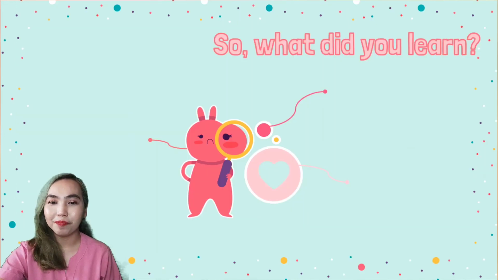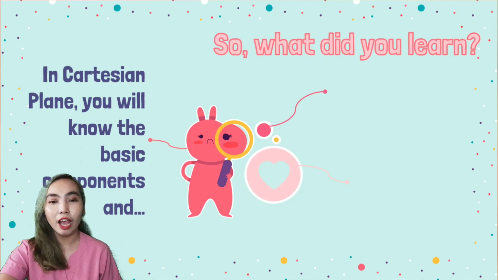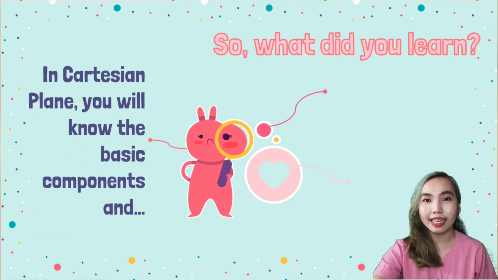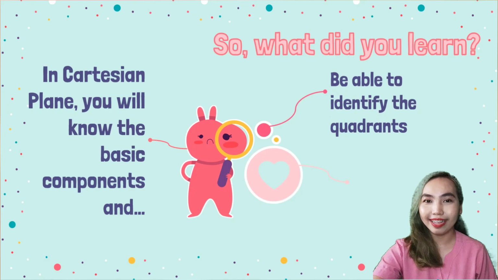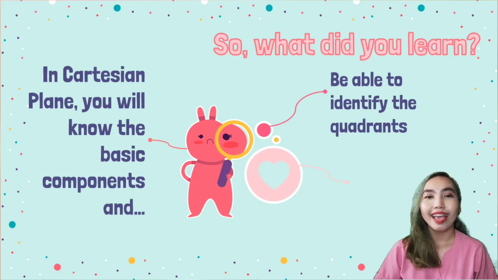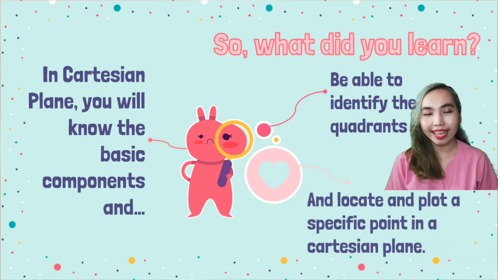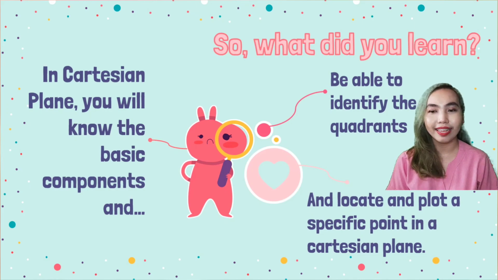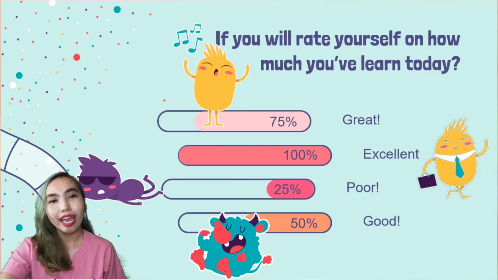So what did you learn? In Cartesian plane, you will know the basic components and be able to identify the quadrants, and also you can locate and plot a point in a Cartesian plane. If you will rate yourself on how much you've learned today, what would it be?